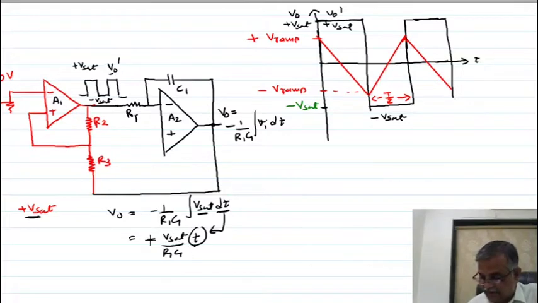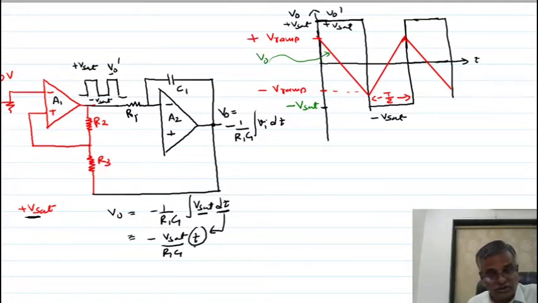And as time increases, my voltage decreases according to this sign. As time increases, the output voltage decreases. That's why I am showing you this. This is called a negative going ramp, and it is produced at this point V_O. So this is your V_O.